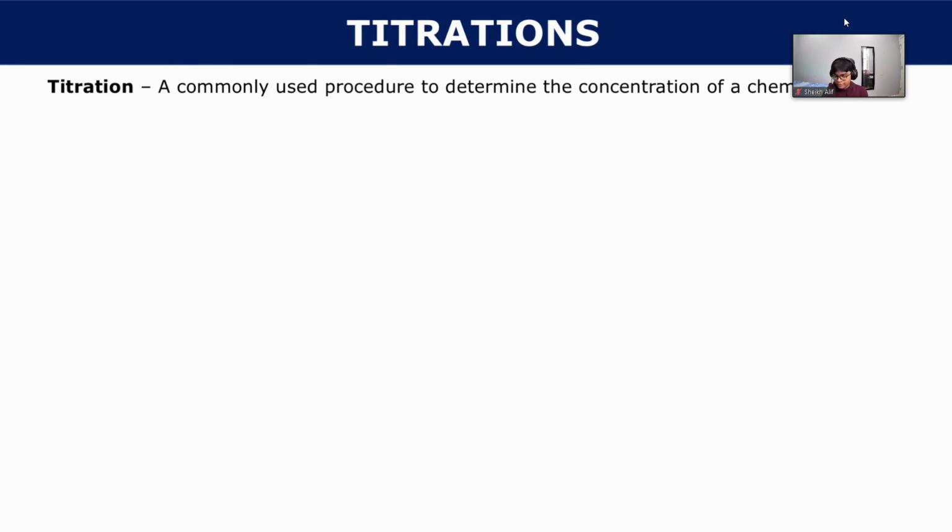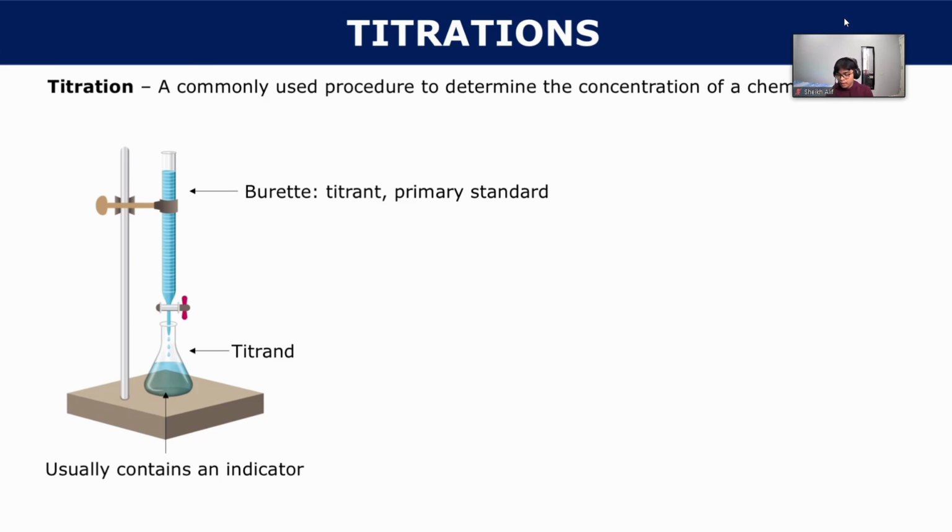Let's move on to titrations. A titration is a commonly used procedure to determine the concentration of a chemical sample. If you look at the setup, you're going to have a burette, and in the burette is going to be your titrant. The titrant goes into the titrand, which is usually in a beaker, and the beaker usually contains an indicator. When you use a titrant on a titrand, there is usually some reaction, and the indicator tells you when your reaction is complete.